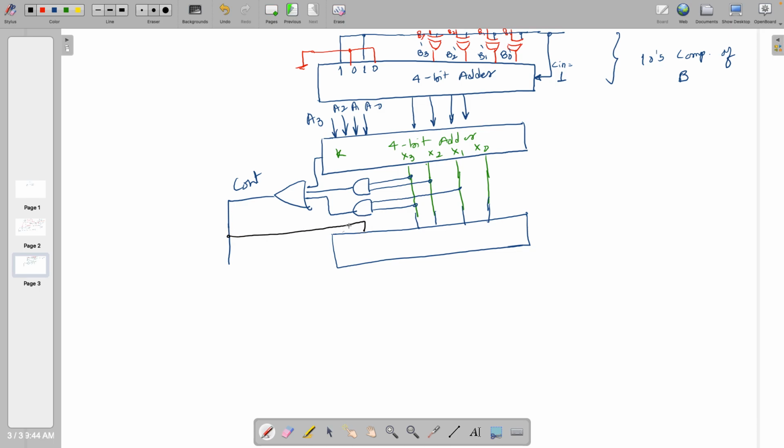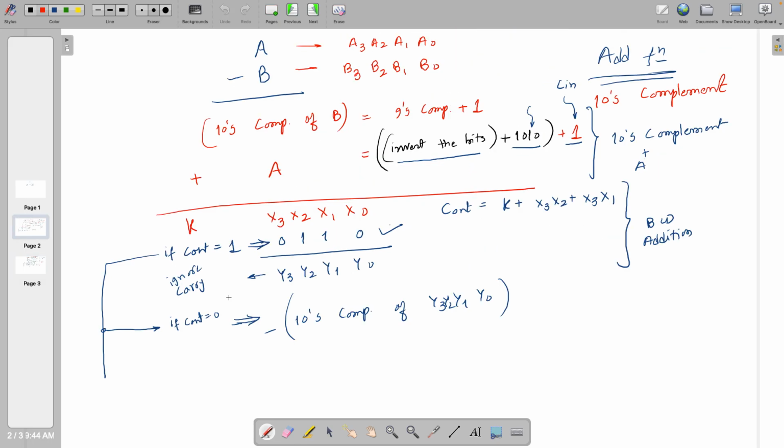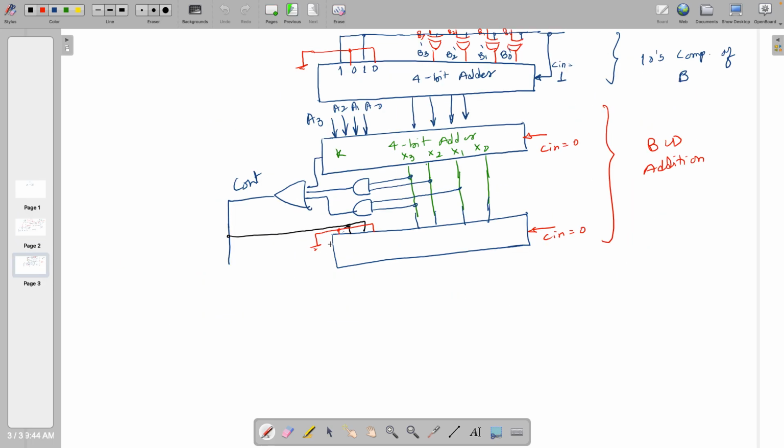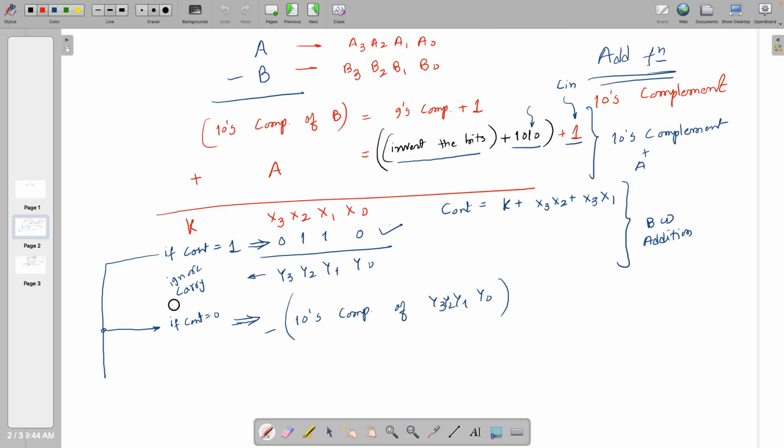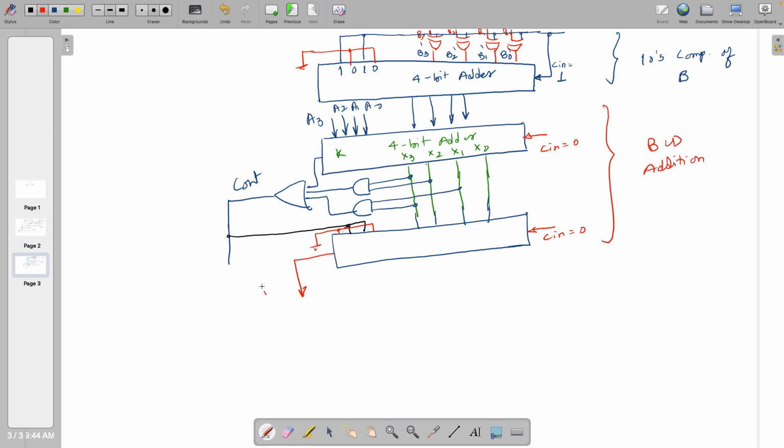So if C out equal to 1, then 0110 is added. In this process, C in equal to 0, by the way, and here also C in equal to 0. This is what we are doing, the BCD addition, right? We are in the second part of the thing. The output may generate some carry. As per our understanding, if carry is generated, then you need to ignore that carry, no issue. And the output will have 4 bits, y3, y2, y1 and y0. It's again a 4-bit adder.